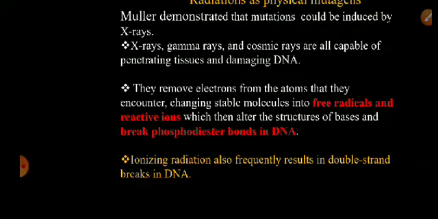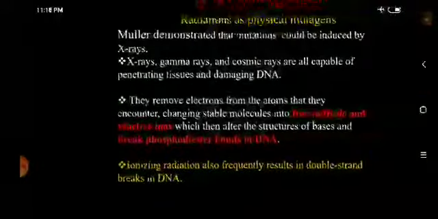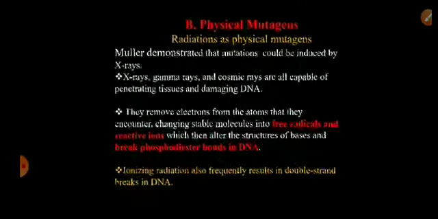Sometimes the break occurs in one of the strands of DNA, but sometimes the break can occur in both the strands of DNA. So when breaks occur in both the strands of DNA, a part of the DNA strand will be deleted or removed, and it will have a drastic effect on the characteristic of the organism, the phenotype of the organism. So ionizing radiations frequently result in double stranded breaks in the DNA, the last point. So it breaks the DNA and damages the DNA. X-ray.